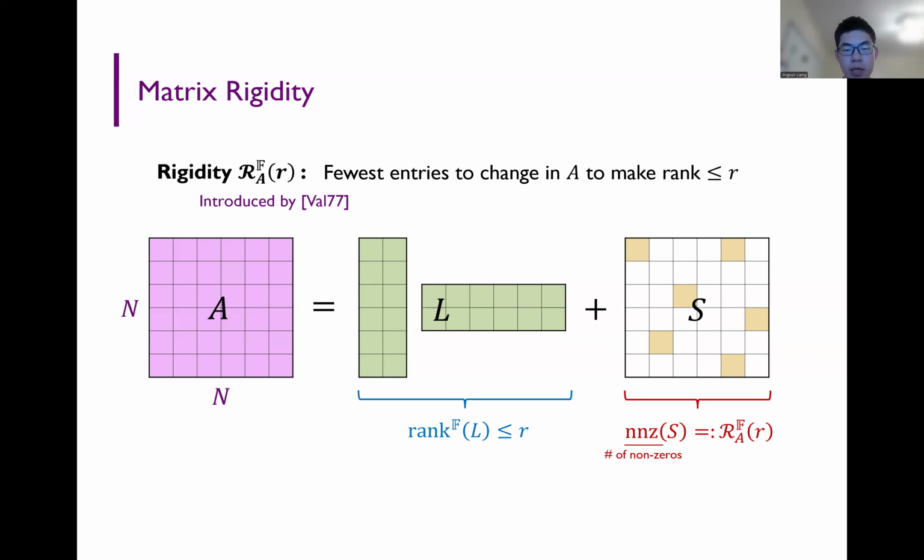Equivalently, it asks, what's the best way to write A as a sum of a low-rank matrix L and a sparse matrix S, where the rank of L is at most R, and we want S to be as sparse as possible. We say a matrix is rigid if, no matter how we try, S has to be dense, meaning that A is far away in Hamming distance from any other low-rank matrix.